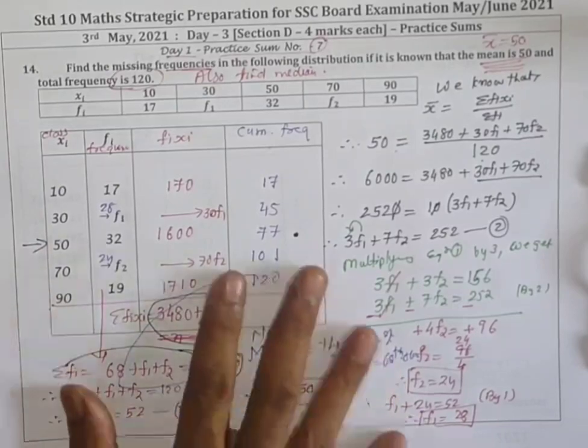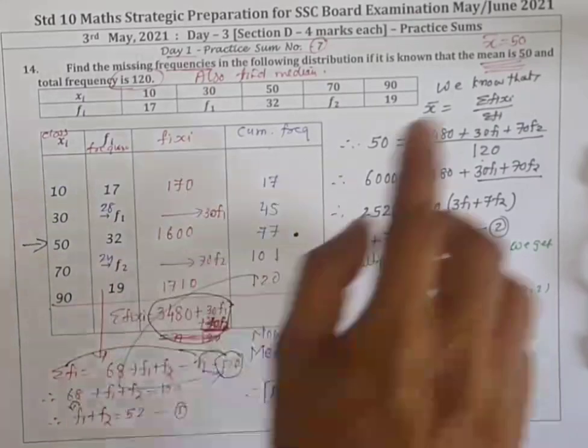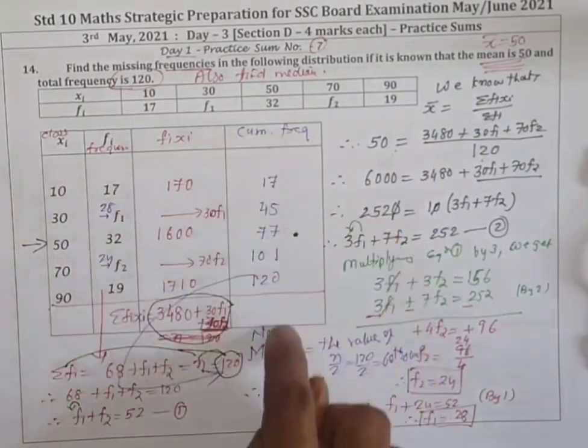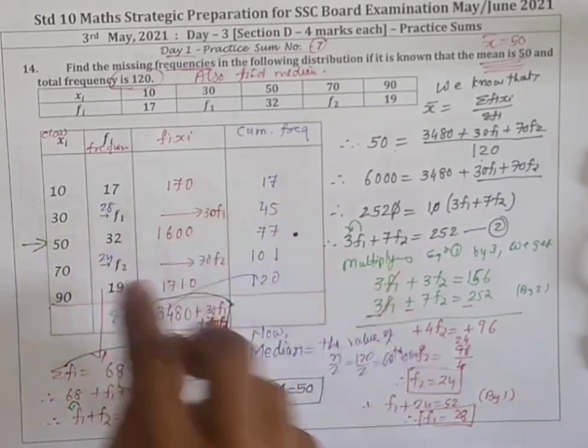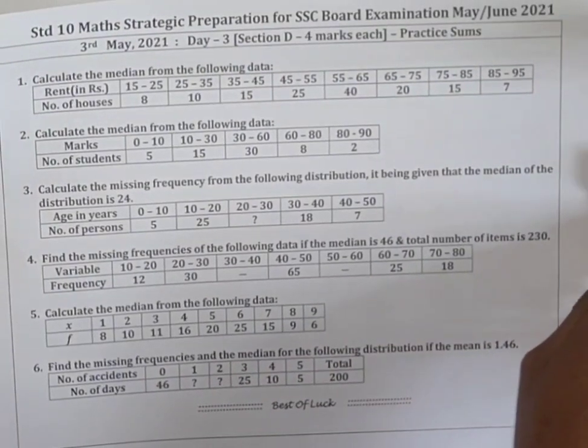So median भी ढूंढ लिया हमने, मिसिंग फ्रीक्वेंसी भी ढूंढ लिया. मिसिंग फ्रीक्वेंसी के लिए हमने मीन यूज किया, एंड वंस वी गॉट द मिसिंग फ्रीक्वेंसी हमने क्यूमुलेटिव फ्रीक्वेंसी वाला टेबल तैयार किया, एंड यूजिंग द फॉर्मूला ऑफ मीडियन वी गॉट द मीडियन, राइट?